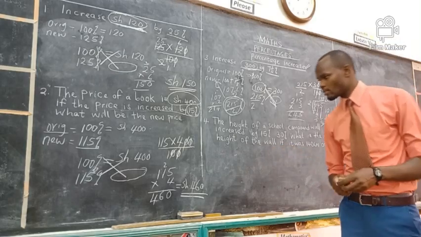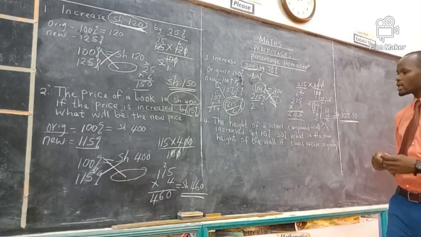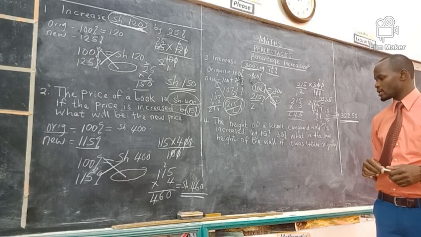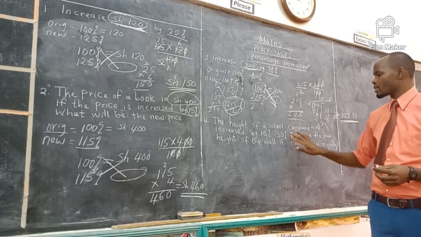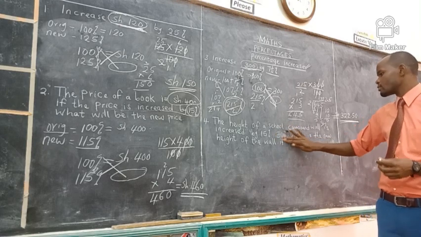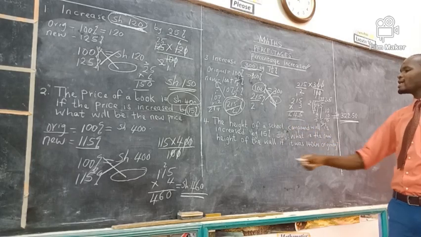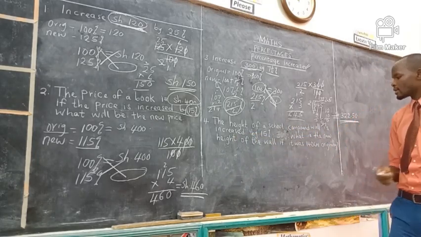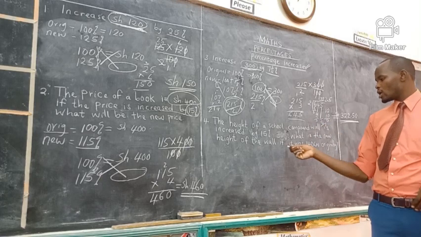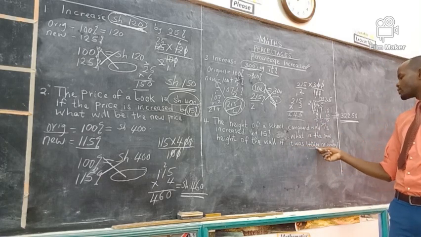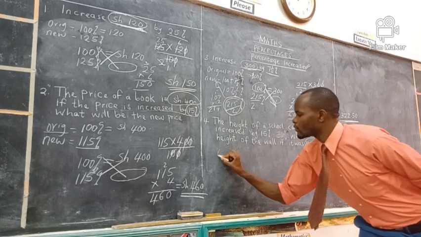Let us do this number 4. The height of a school compound wall is increased by 15%. What is the new height of the wall if it was 140 originally? This was the original one. So we have the original.